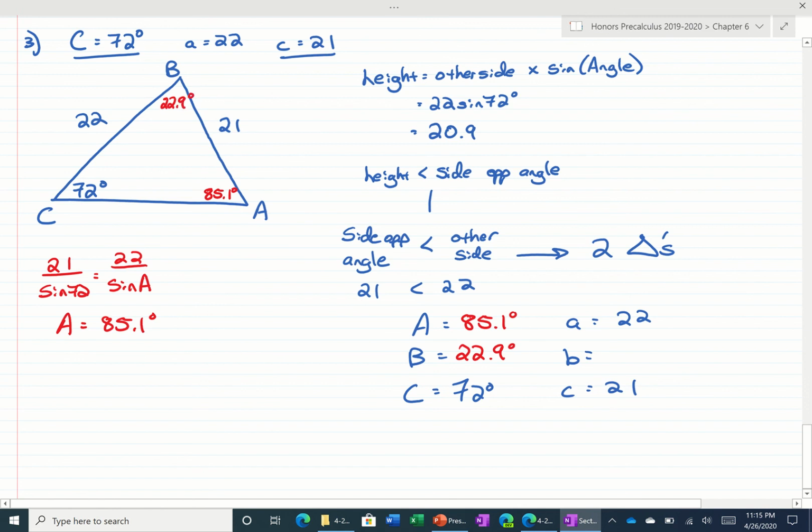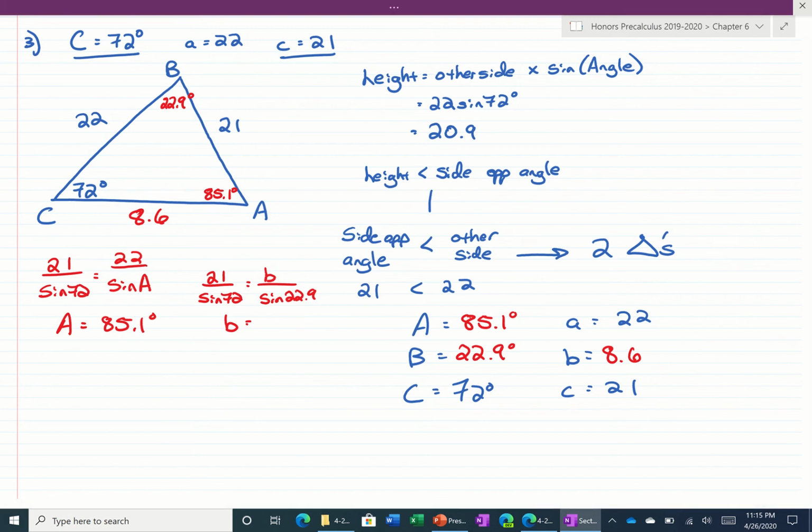And then to figure out what side B is, we're going to take what we were given, 21 over the sine of 72, set that equal to side B over the sine of 22.9. And it tells us that side B is 8.6. Okay, so that's one triangle.